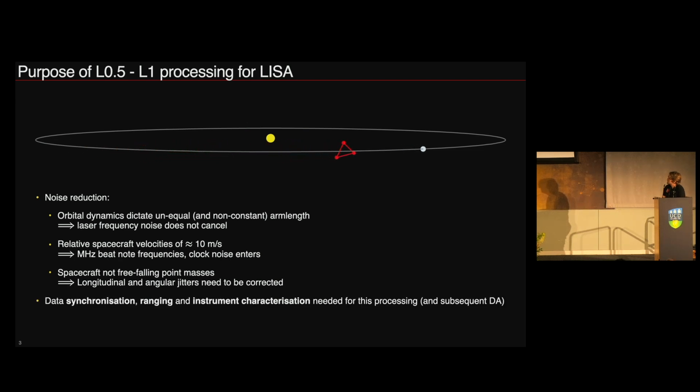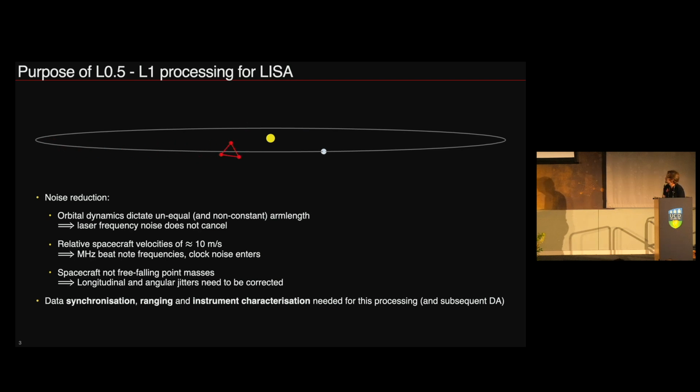And so we have to do a lot of noise reduction in this initial pipeline, but we also have to do a bunch of other things. In particular, we have to produce synchronized data streams, because all the 3 spacecraft have their own clock. We have to do some ranging to enable all of this processing, and we also probably have to do a certain amount of instrument characterization.